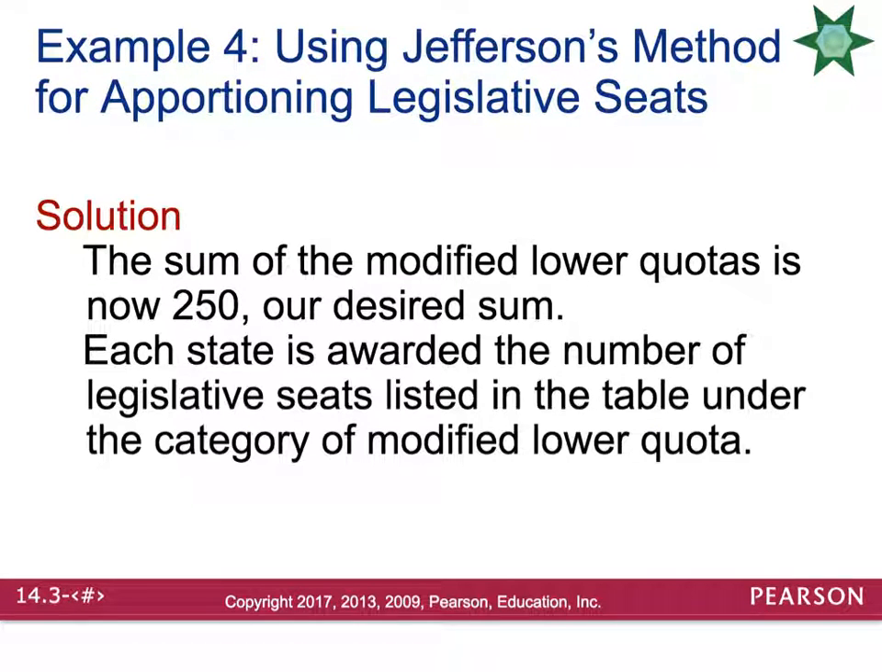So the sum of the modified lower quotas is 250, which is our desired sum. So each state is awarded the number of legislative seats listed in the table under the category of modified lower quota.